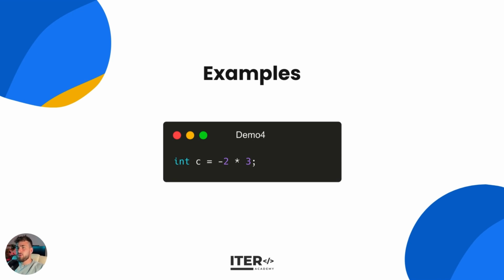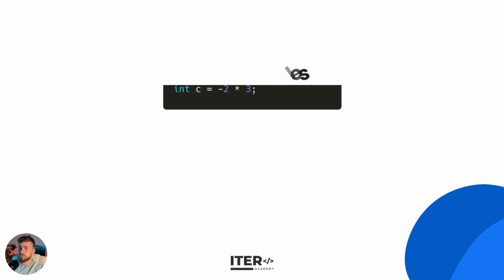It's important to note that operator precedence can also be affected by the use of unary operators. For example, the following expression from the demo 4, int c = -2 * 3. The unary operator, minus, has a higher precedence than the multiplication operator, or asterisk. So the value of c is -6, not 6.